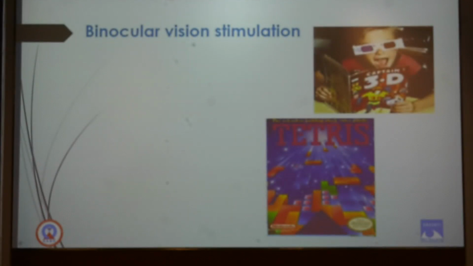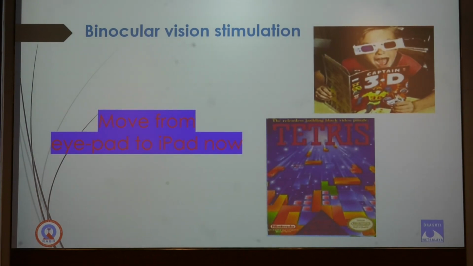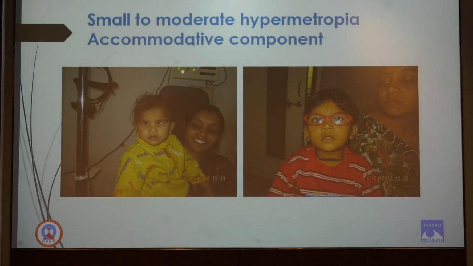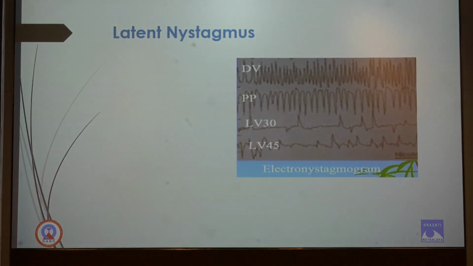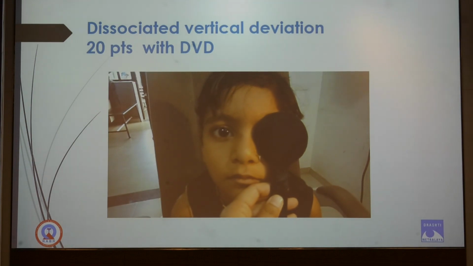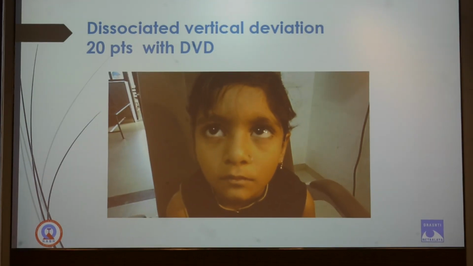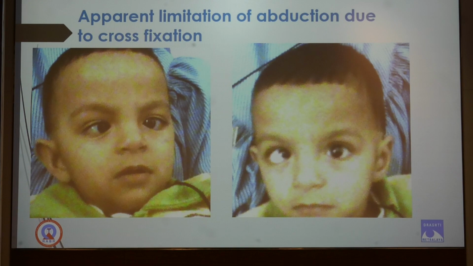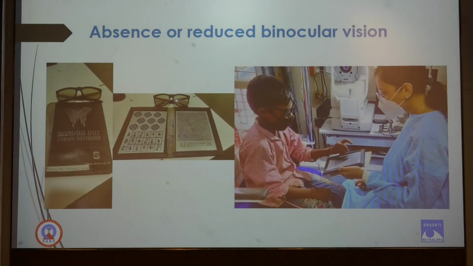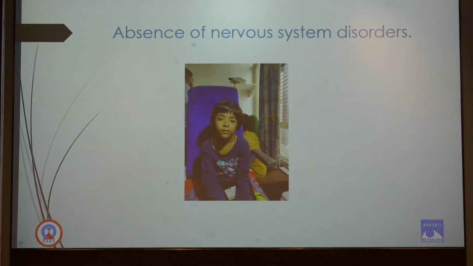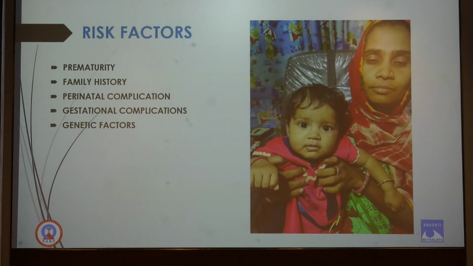We have many options to treat amblyopia first. Initially, in these babies, we have to give patching, but now people are moving from patching to iPad-based therapy. So there are many exercises available. Small to moderate hypermetropia can be associated with infantile esotropia, as can latent nystagmus and dissociated vertical deviation, which need to be taken care of. There may also be apparent limitation of abduction just due to cross fixation, and sometimes absent or reduced binocular vision. Risk factors are prematurity, family history, perinatal complications and genetic factors.